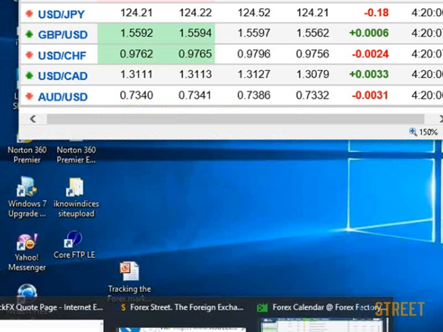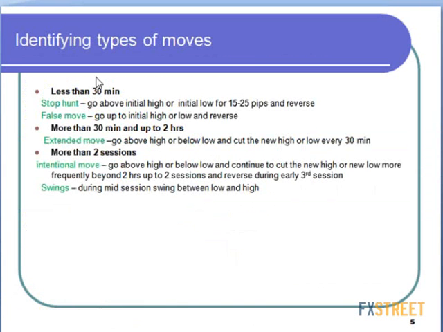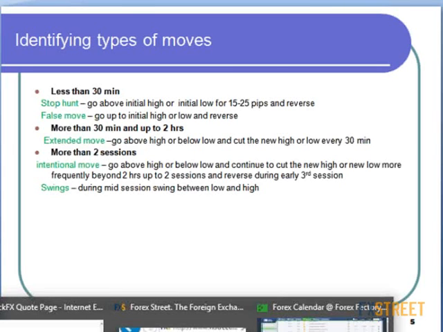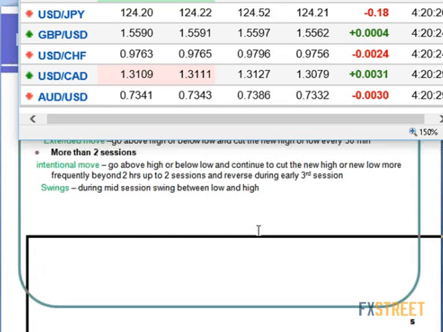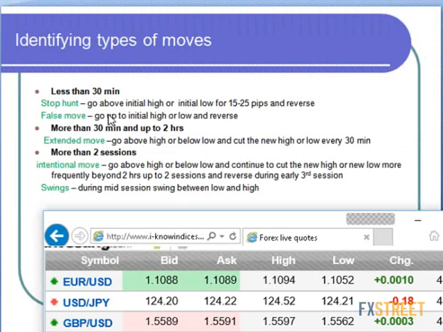Then these are all the session timings I explained. Okay, what they do is the type of moves they are doing in the market. Stop is a move which they do during the start or the early or the late sessions, and they just go about 20 to 25 pips above the initial high, and in less than 30 minutes, they reverse it. That is a stop point. So they pretend as if it is going to rise, but they drop it quickly. After hitting all the stops, they come down. Why do they hit all the stops?